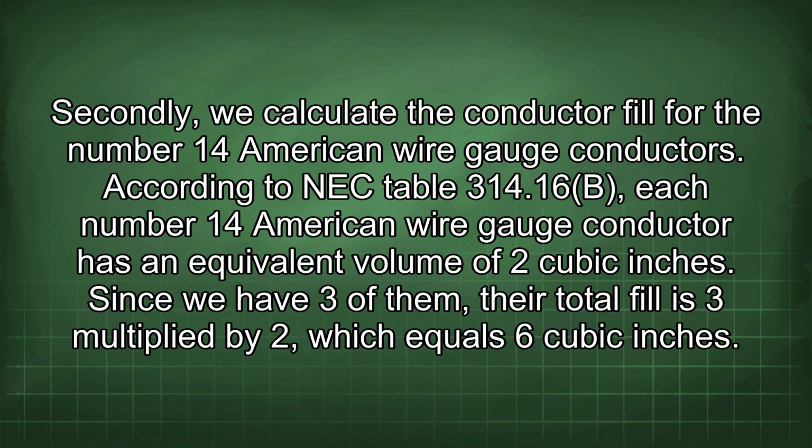Secondly, we calculate the conductor fill for the number 14 American wire gauge conductors. According to NEC Table 314.16(B), each number 14 American wire gauge conductor has an equivalent volume of 2 cubic inches. Since we have 3 of them, their total fill is 3 multiplied by 2, which equals 6 cubic inches.